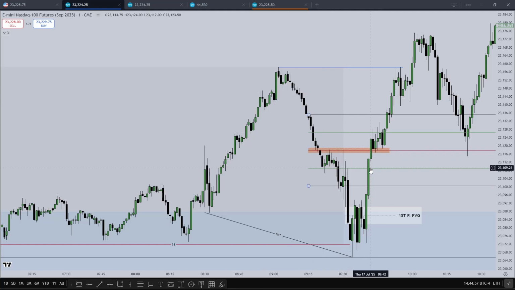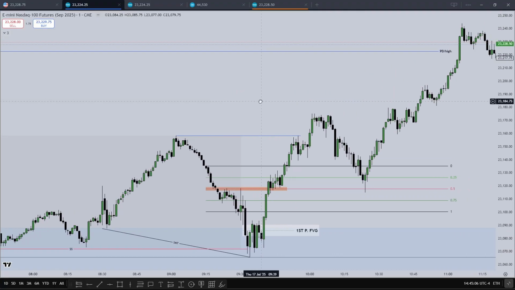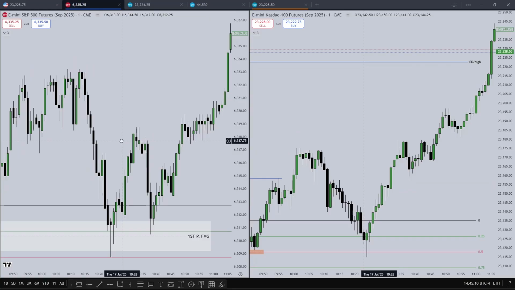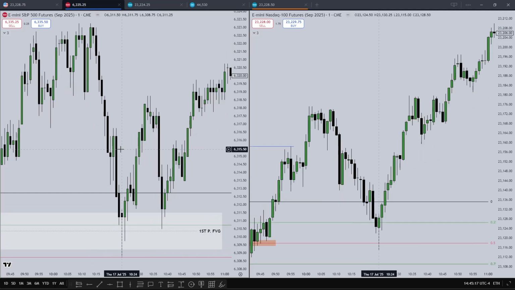Price did not manage to go any lower right here. Both of them are breakaway gaps. And we have taken the high nicely over there. We can continue and see how the price is making very clean SMTs right there.